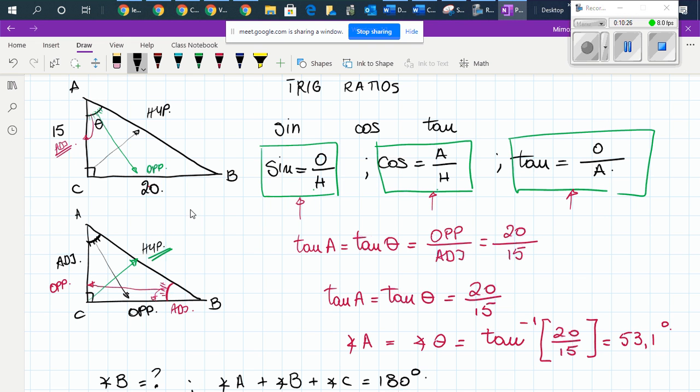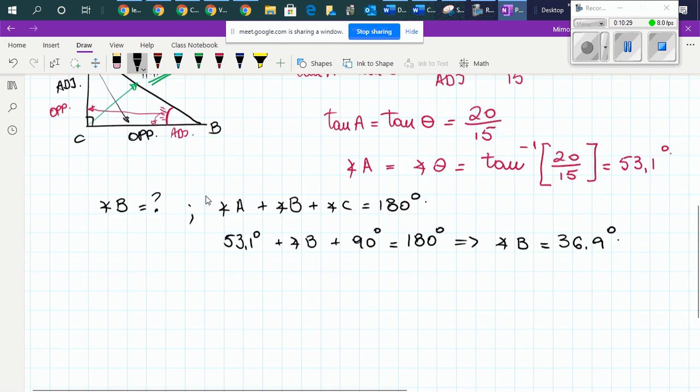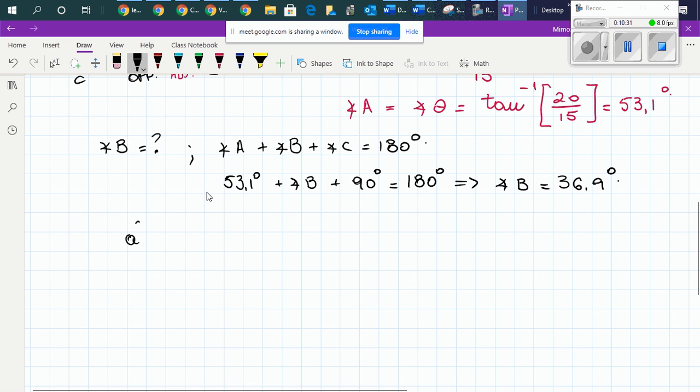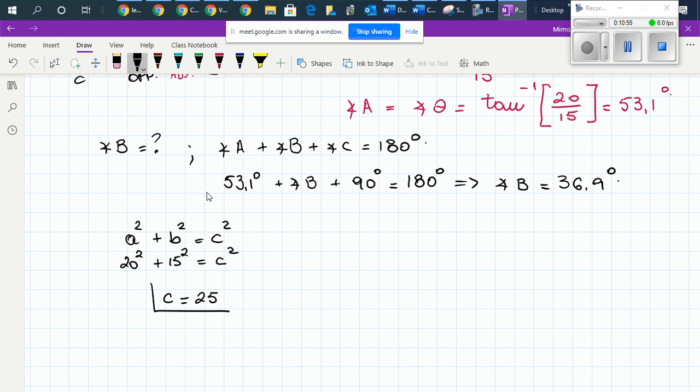And if you are looking for the side AB, you can use a squared plus b squared is equal to c squared. So in this case, we have 20 to the power of 2 plus 15 to the power of 2 is equal to c to the power of 2. In your calculator, you go 20 to the power of 2 plus 15 to the power of 2, the whole thing square root, and c will be equal to 25. Keep in mind that the hypotenuse is the longest side of the right angle triangle. Do you have any questions?